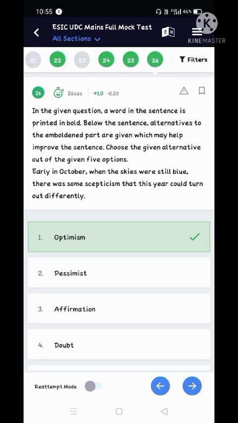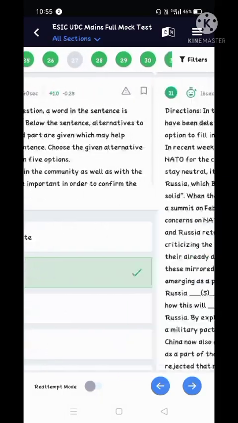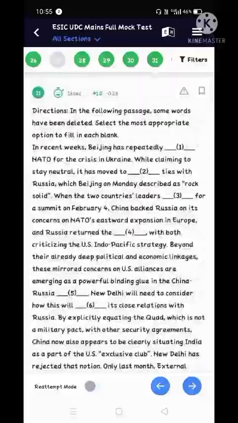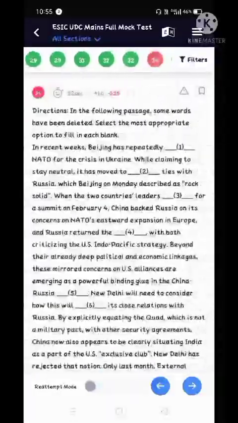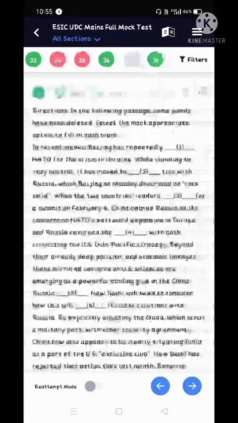Next, you have to choose which word is incorrect. They gave an emboldened part. You have to choose the incorrect or misspelled word from there. Misspelled word based question. Next, cloze test, 31 to 35 questions were asked from cloze test.